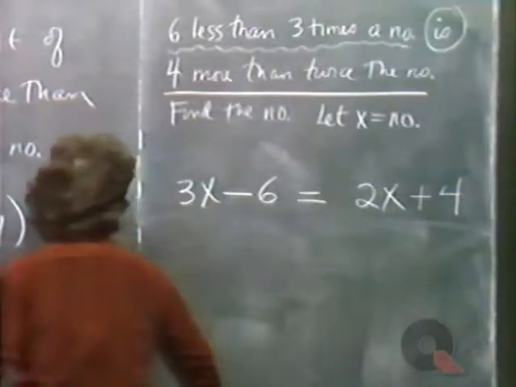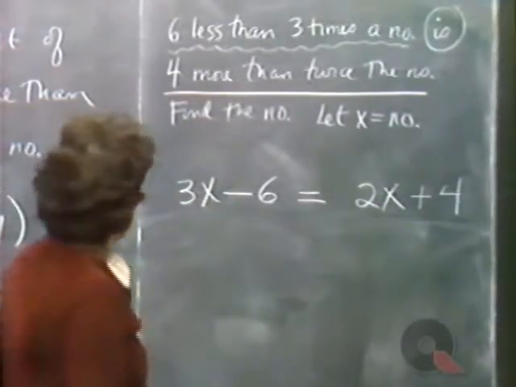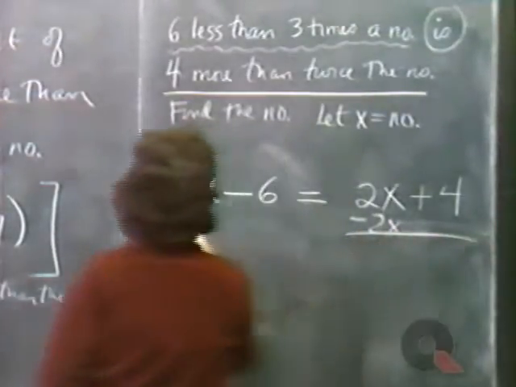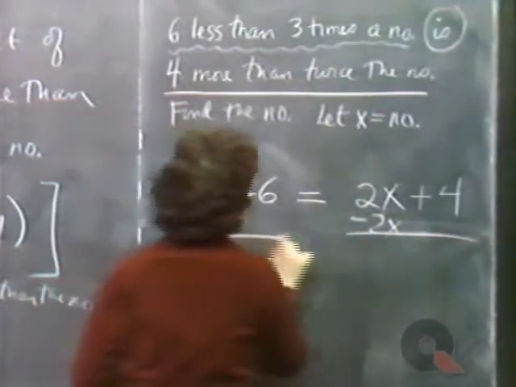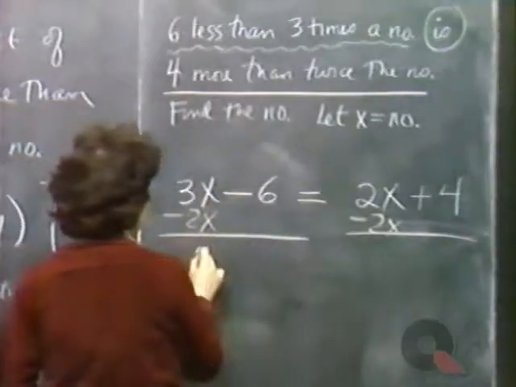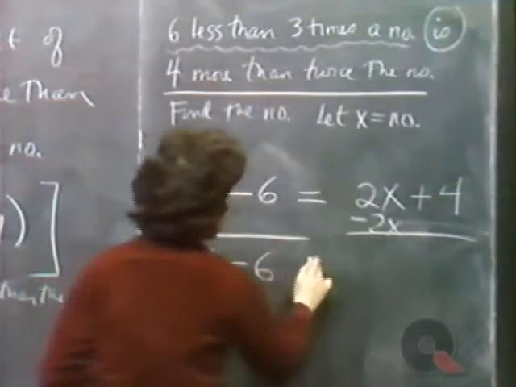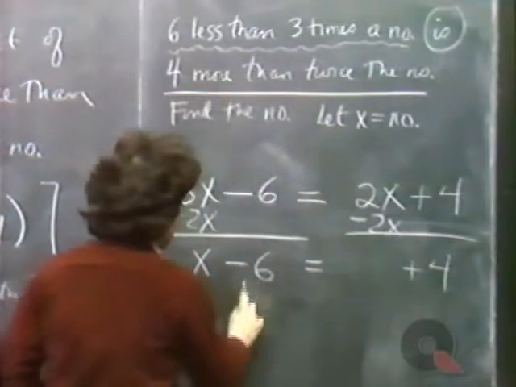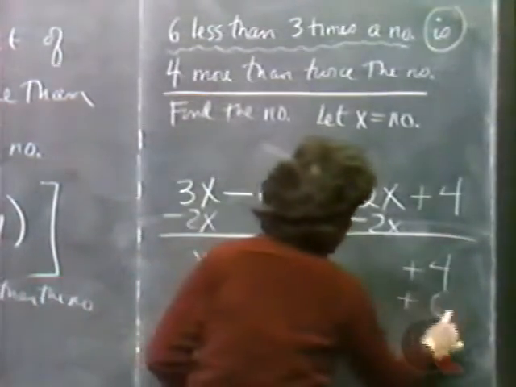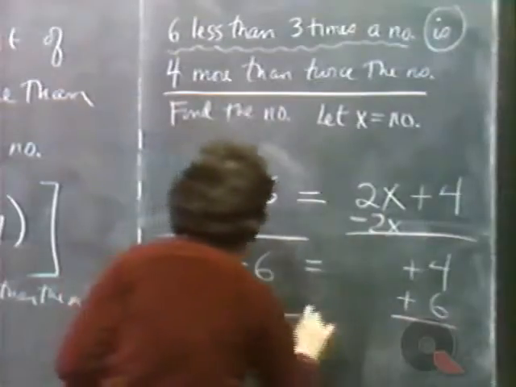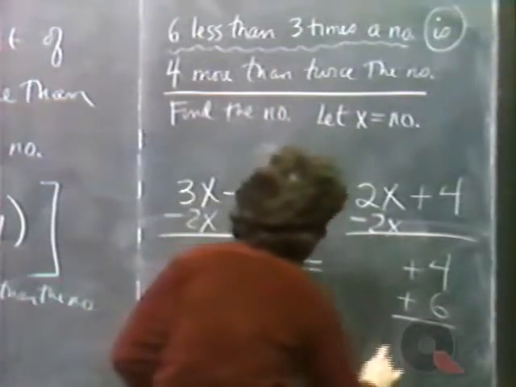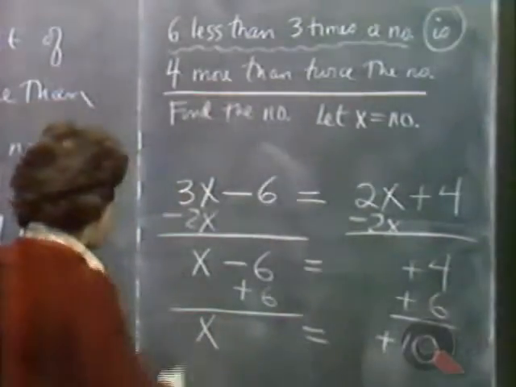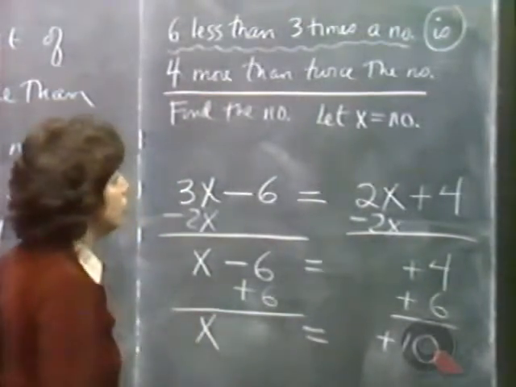Now to solve, we'd like to isolate x. Okay, let us subtract 2x from both sides. This gives us 3x minus 2x, x minus 6 equals 4, and then add 6 to both sides. x equals 10. The number is 10. This is our solution. Now, we want to check our answer.